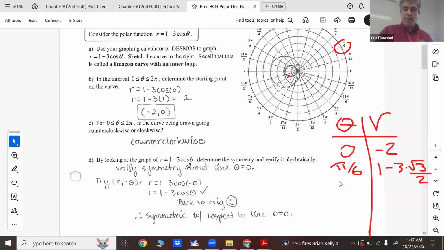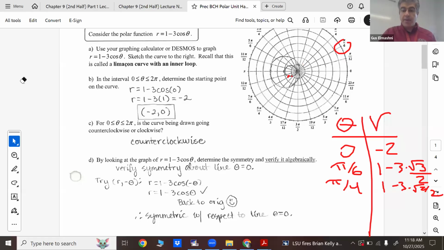If I do pi over 4, you're still going to get a negative r value, right? 1 minus 3 times root 2 over 2. What's root 2? 1.4. What's 3 times 1.4? 4.2. What's 4.2 divided by 2? 2.1. What's 1 minus 2.1? -1.1. So if I'm at pi over 4, I expect a radius between 1 and 2, probably closer to 1. But because of the negative r value, it's going to flip over here. See how that point gets generated, right? So that's how I would graph that by hand.